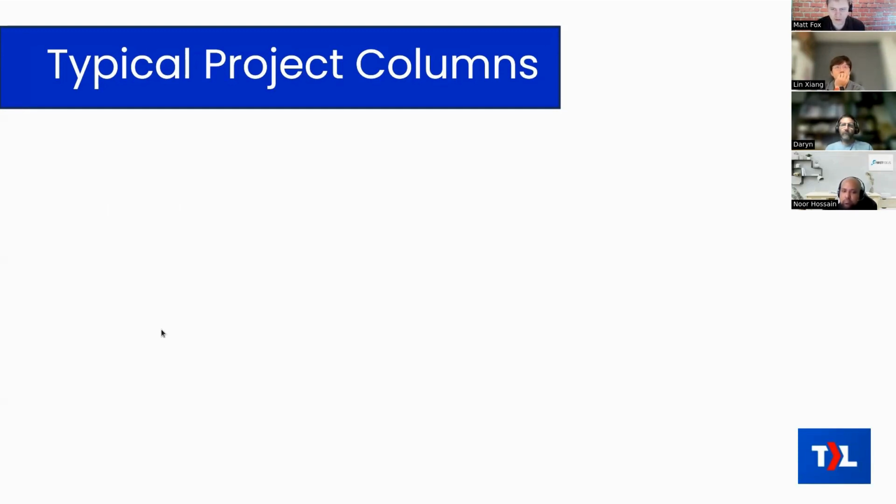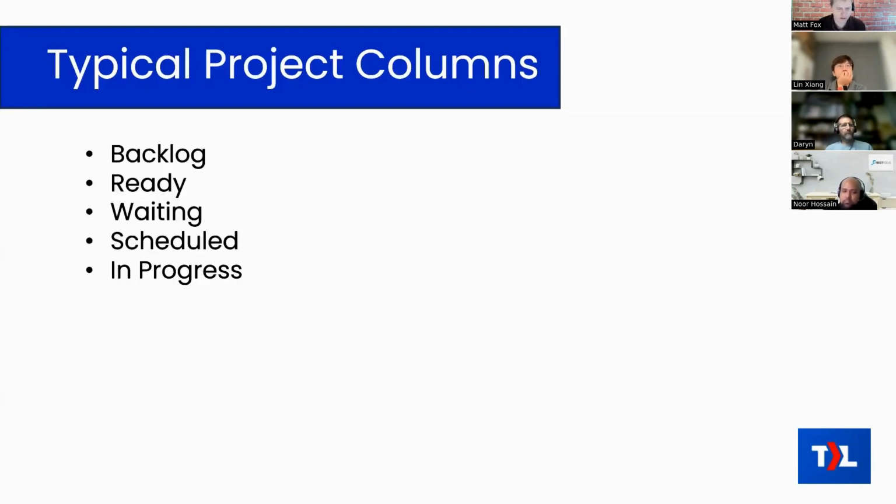Okay, so I'll give you an example of a Kanban board doing some of this work in just a moment, but I just want to talk about the typical project columns again. They're very similar to what you would have in a typical service board, but not exactly the same. So backlog, ready, waiting, scheduled, in progress, and completed. That's pretty similar to a help desk environment. In fact, it's the same except at the beginning.